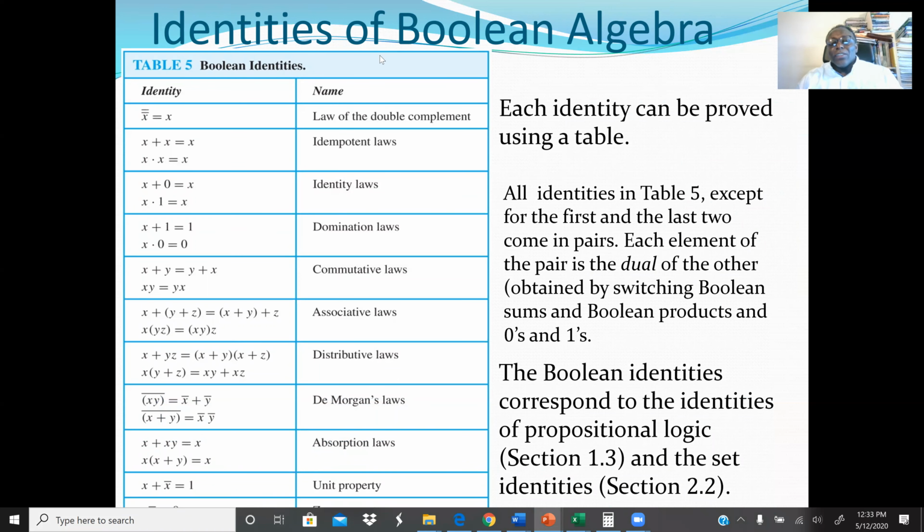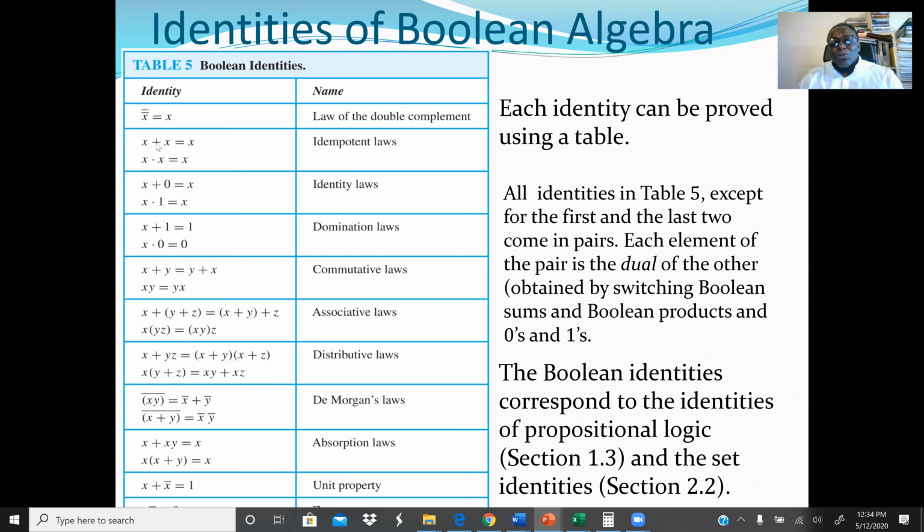So next is the identities of Boolean algebra. We mentioned that this is very, very important. We have to know these identities, and these identities will help us to solve Boolean expressions. So for example, I know that if I have a complement of a complement, two complements, they will cancel each other. So the double complement of x will be x. This is called the law of double complement.